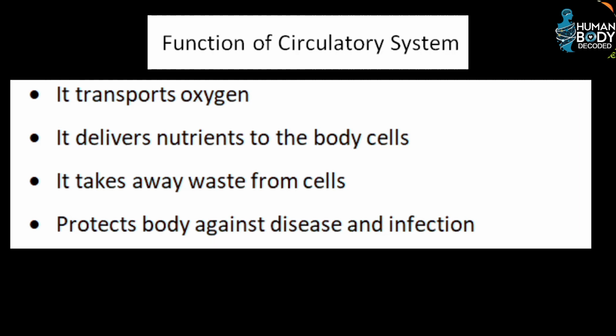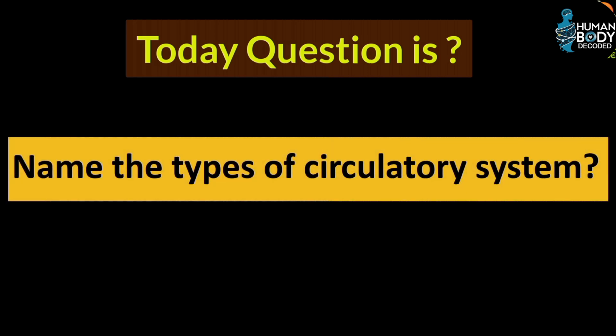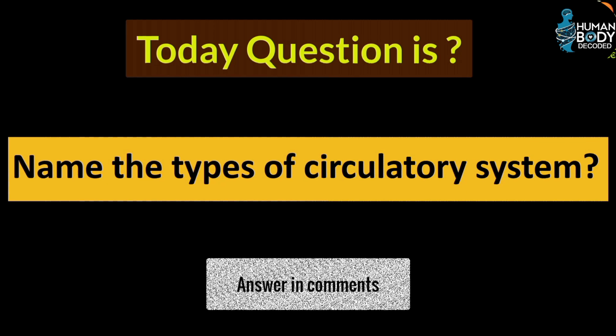4. Protection against infections. The fourth function of the circulatory system is to protect against infections or diseases in the body. 5. Healing injuries. The fifth function is to stop blood loss during injuries by forming clots with the help of proteins. Question of the day: what are the types of the circulatory system?